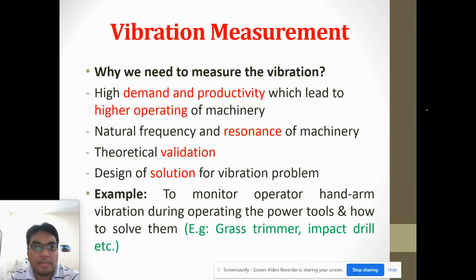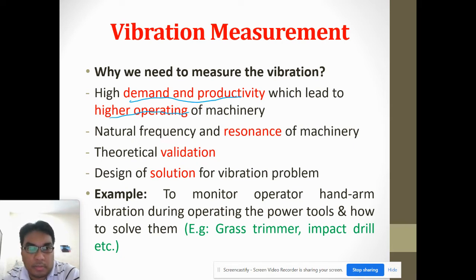So why do we need to do a measurement? The first one is the high demand and productivity, which leads to higher operation of the machinery. As we know, in the factory or construction, we can observe that the operators heavily use power tools, for example for the machinery process and the construction process, so that produces high vibrations that we as humans need to protect ourselves from.